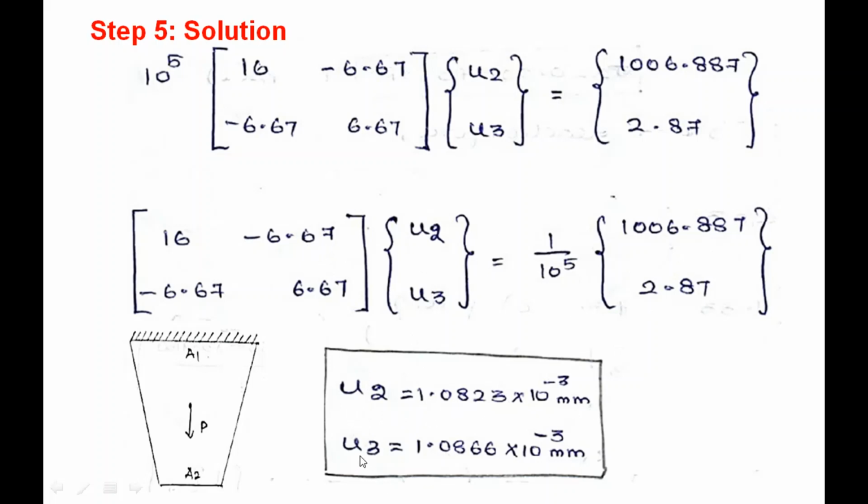After solving these equations using the calculator, we get the u2 displacement as 1.0823 into 10 power minus 3 mm, and u3 is 1.0866 into 10 power minus 3 mm.